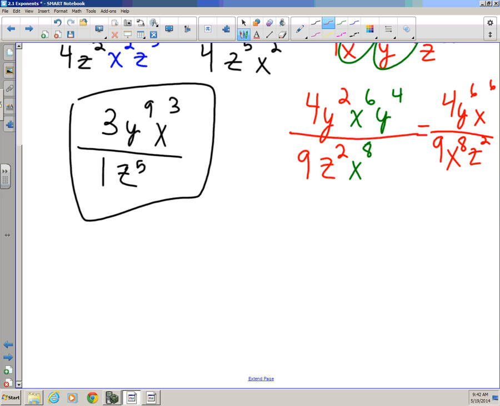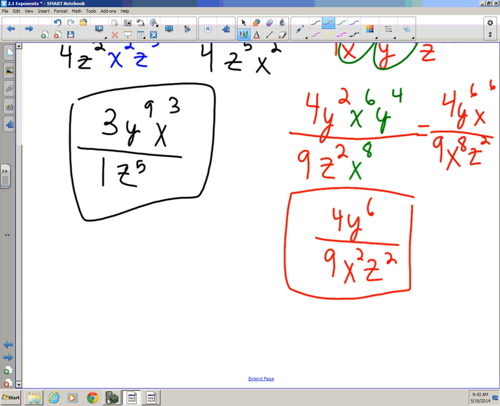And then in terms of simplifying, 4 and 9 don't simplify. Y's are only up top with 6. X's are top and bottom, but more on the bottom by 2. And z's are only on the bottom by 2.